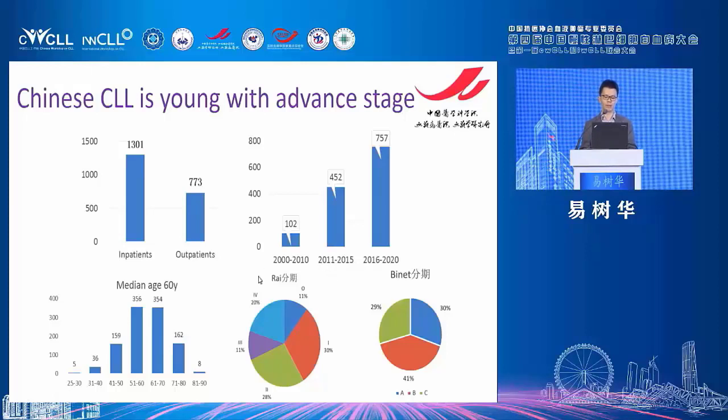And about the Rai stage and the Binet stage, we can see that only 10% of patients are at Rai stage 0, and Binet stage A is also only 13%. I think this percentage in the Western population is about 60 to 70%. So most patients may be diagnosed at a very advanced stage in China.